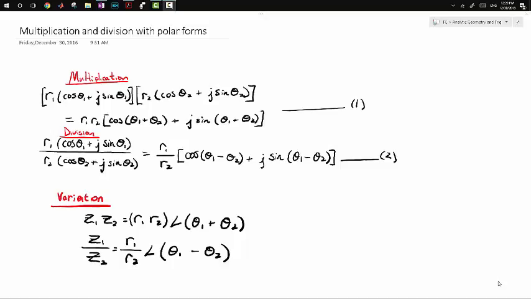Hi, so in this video I want to talk about multiplication and division with polar forms. You could probably just do this the longhand way without memorizing any equations, but since we're trying to optimize time for the FE exam, these equations are given, so it's in your best interest to know how to use them, or at least know where they're at in the FE Handbook, so that you can utilize it to save a little bit of time.